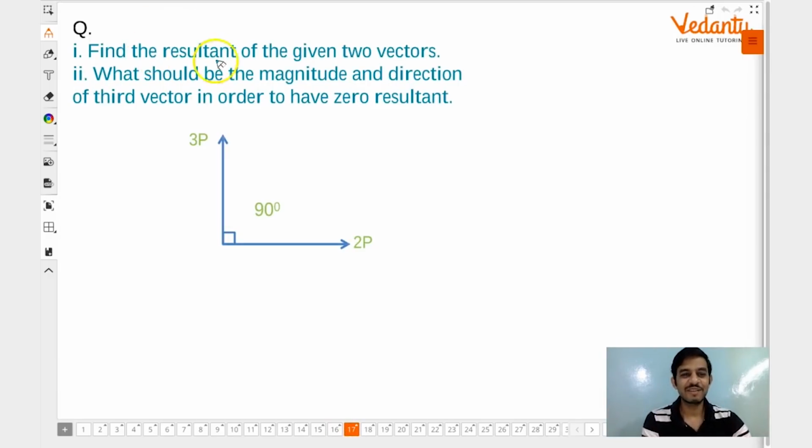Come on janta. Find the resultant of two vectors 2p and 3p. First part: what should be the magnitude and direction of the third vector in order to have zero resultant? Means what should the third vector be such that the overall resultant of everything becomes zero. Let's start. Come on guys, everyone try it. We have to apply the direct formula. I'm sure each one of you will be able to do it.